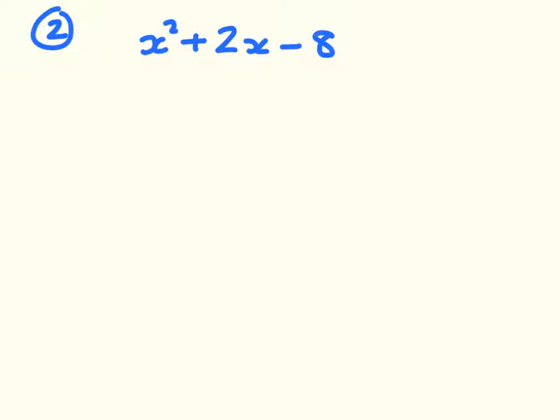Question 2. Complete the square. Inside the bracket, x plus 1 squared. This bracket gives us an extra 1 squared, which is 1. We need to get to negative 8 or take away 8, so therefore we need to minus 9.